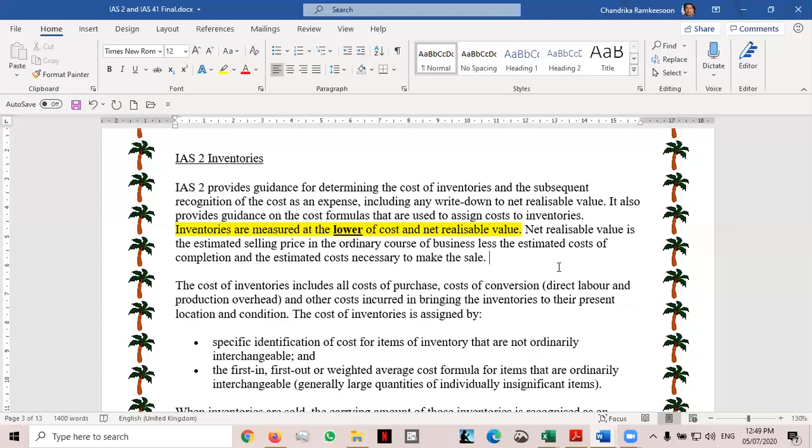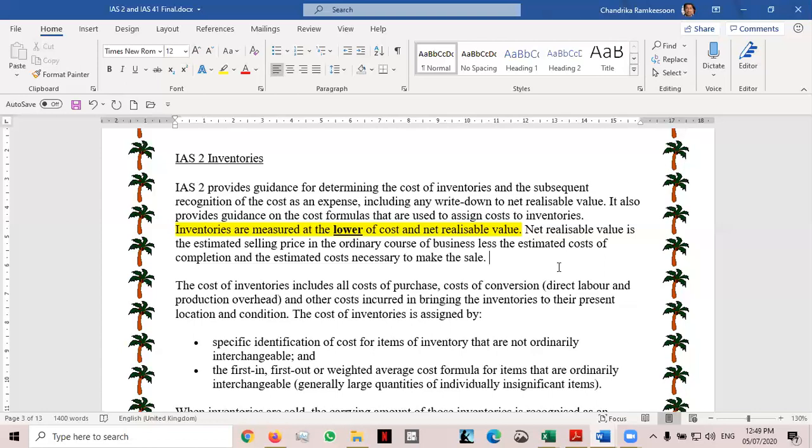Now, net realizable value is the estimated selling price, whatever the product would normally be sold for in the normal course of business, less any estimated cost of completion and cost necessary to make the sale. It especially relates to items which have not yet been completed. So let's assume that a business produces stuff to be resold rather than buying to resell.